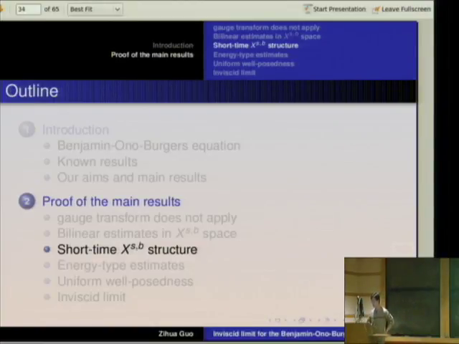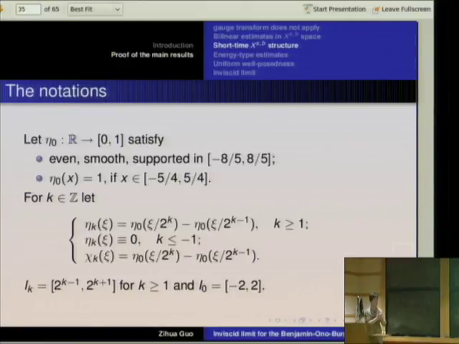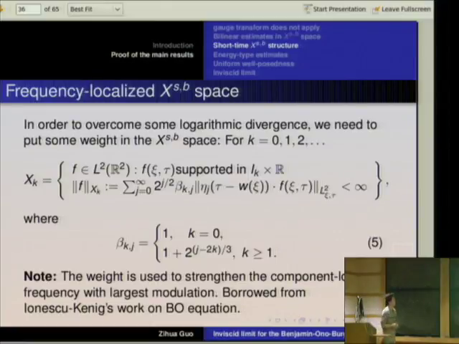Okay, now I explain the short time structure, XSB structure. Here, eta k is the standard dyadic decomposition function without decomposition around the origin. And this is the space dyadic piece, but we need to put some weight, this weight, okay? Because if you use the standard without this weight, we have some logarithmic problems. So we need to put some weight on the structure of this space.